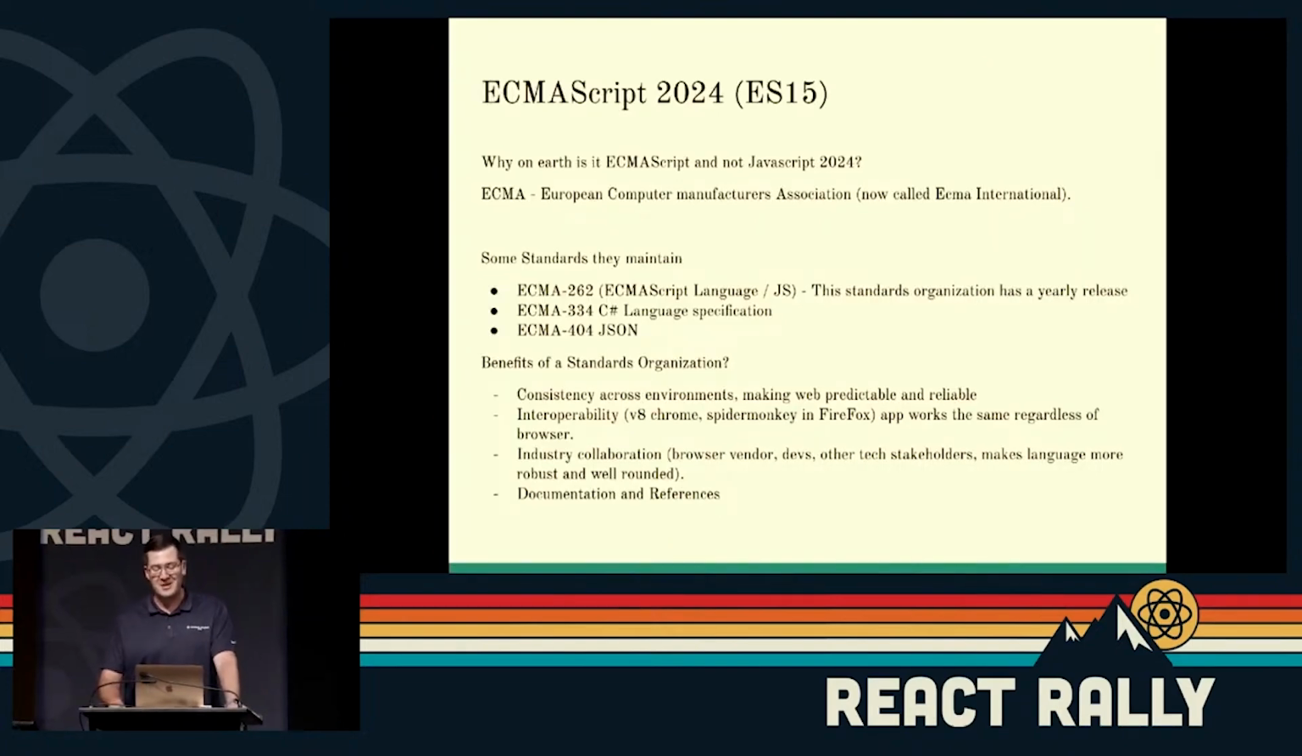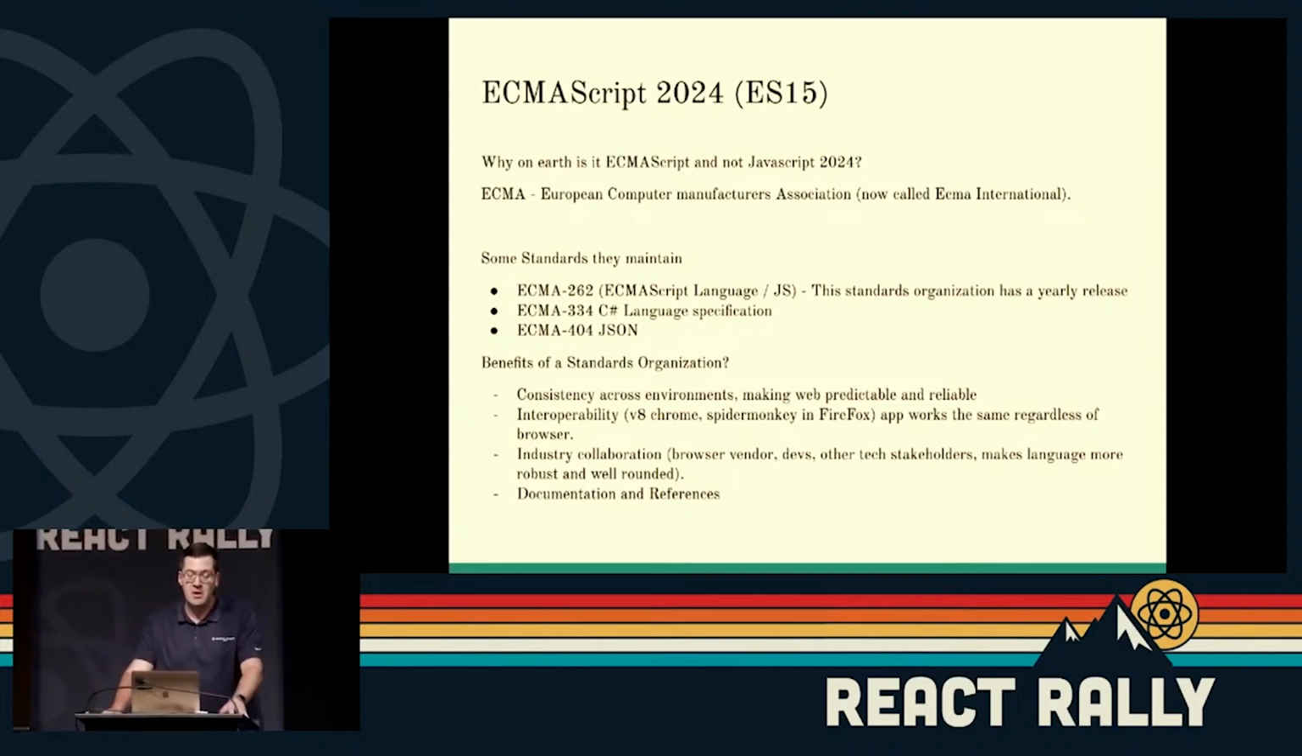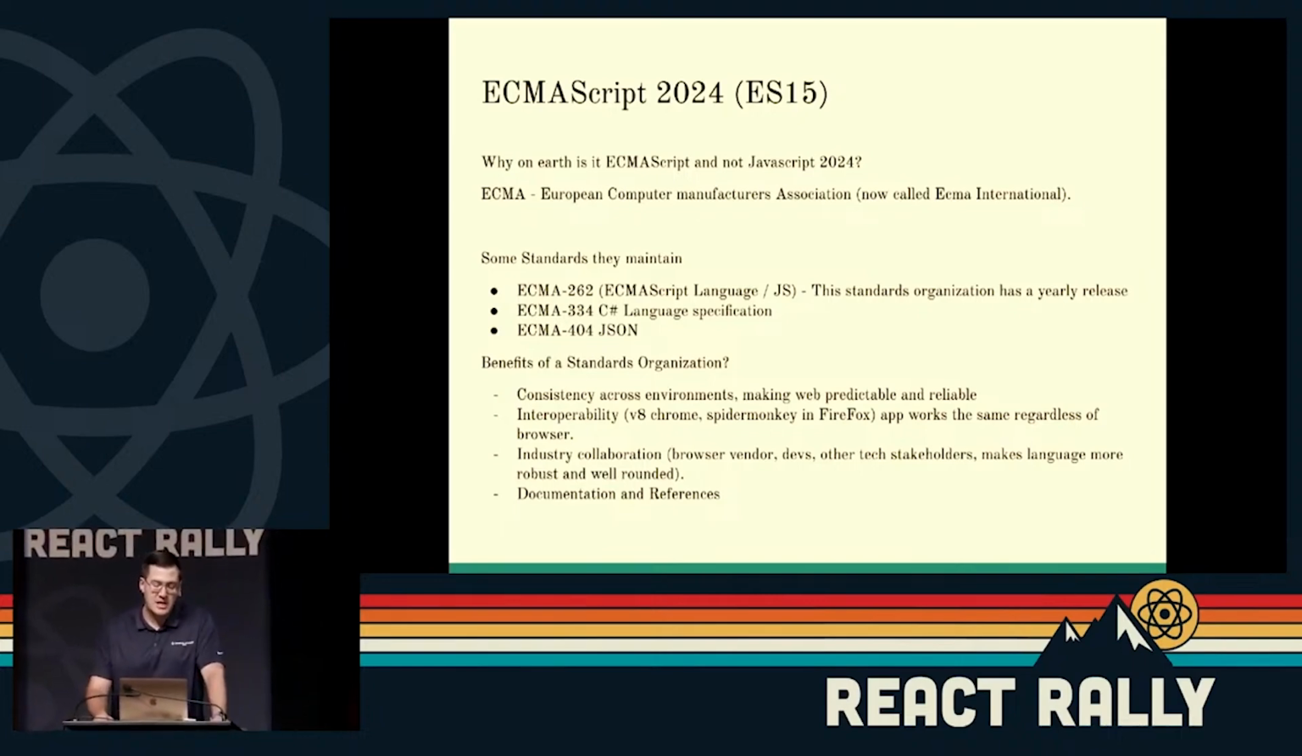So let's start off with ECMAScript 2024, right? Why on earth is it called ECMAScript, not JavaScript? Well, fun fact, Oracle has that name trademarked, and they got that from Sun, so that's why it's under this name. It used to be an acronym. Now it's just from ECMA International, so the acronym's no longer, but that's the standards organization. And some standards that they maintain, in addition to the JavaScript standard 262, are the C# language specification, JSON, in addition to a whole bunch of other standards.